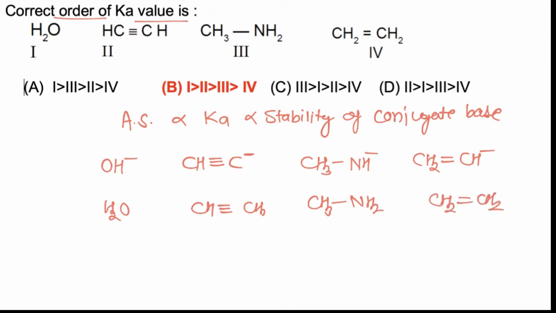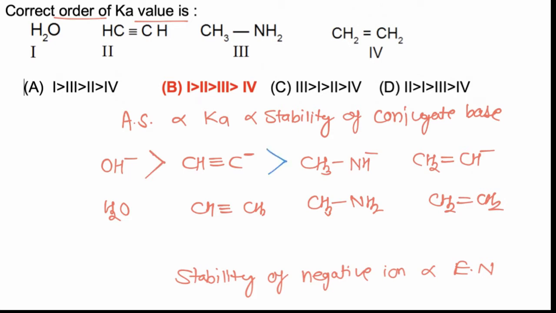Now the stability of a negative ion depends on electronegativity. Negative charge is more stable on a more electronegative atom. So the stability of negative ion depends on electronegativity. Now oxygen being more electronegative, OH negative is most stable.